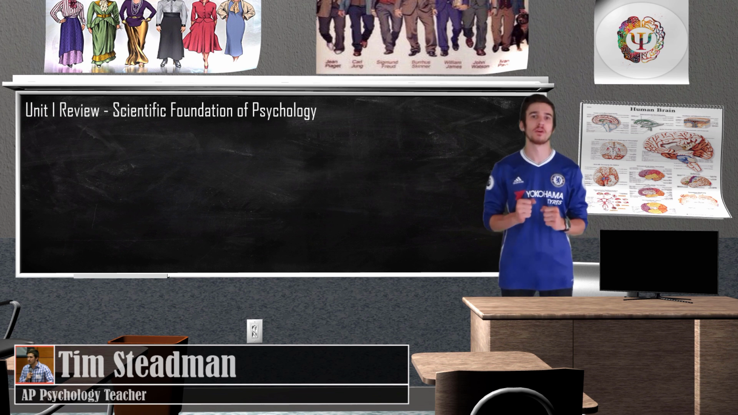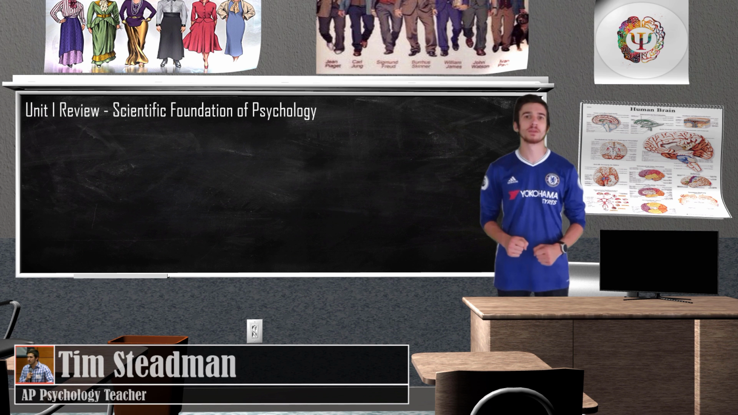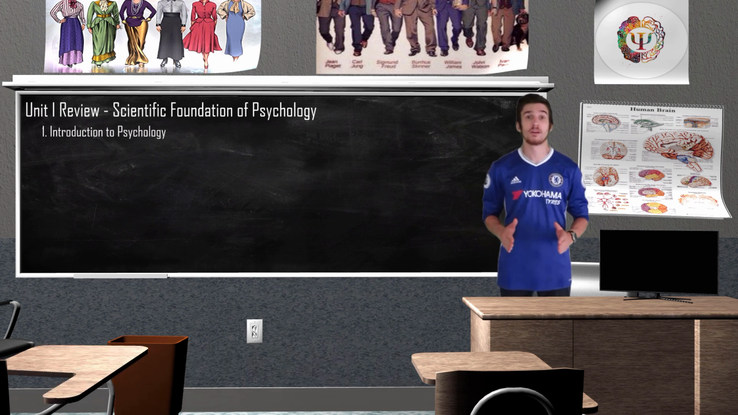Welcome to our virtual classroom for our Unit 1 review on scientific foundations of psychology. For our review today, we are going to get started with an introduction to psychology. Here is where we will get a little history lesson on the foundation of psychology and how psychology got to where it is today. Then we're going to take a look at some of the research methods that psychologists and other scientists use while they are conducting research or experiments.